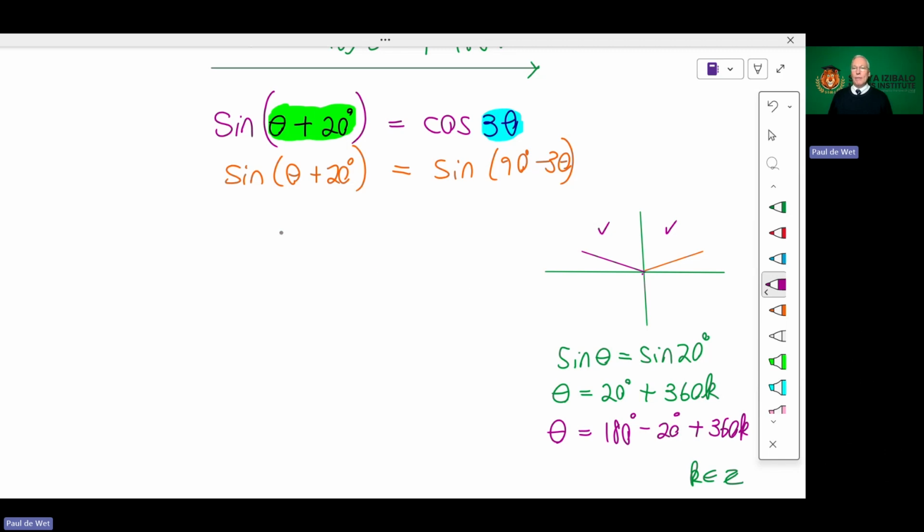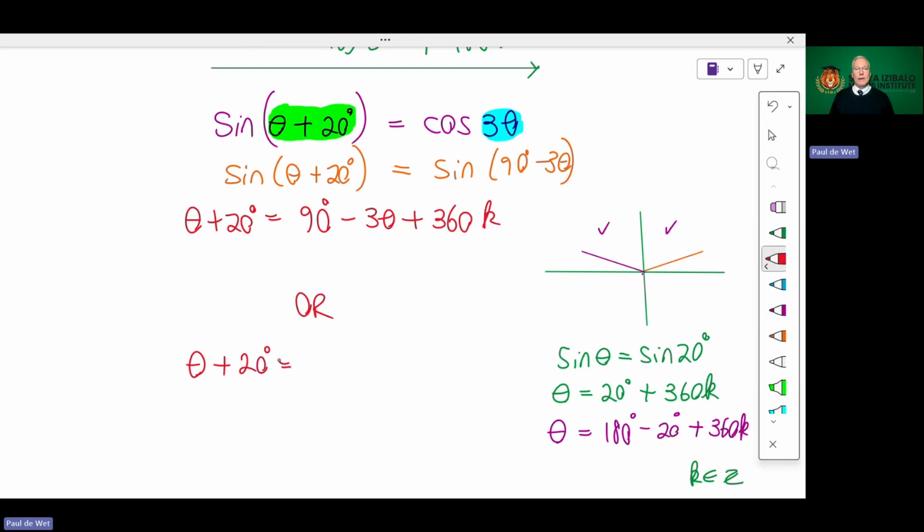So applying exactly the same logic up at the top here, we've got theta plus 20 is 90 minus 3 theta plus 360K. And we're going to solve that for theta. I like to leave a bit of a gap and write the other one down first so we don't forget it. The other possibility is that theta plus 20 is 180 minus our angle. So in other words, 180 minus (90 minus 3 theta) plus 360K. And don't forget to write K is an element of Z somewhere, okay?